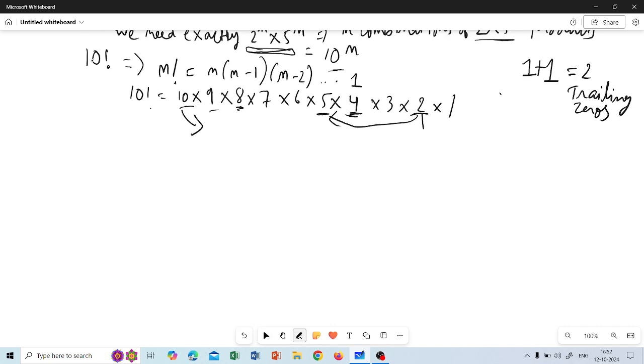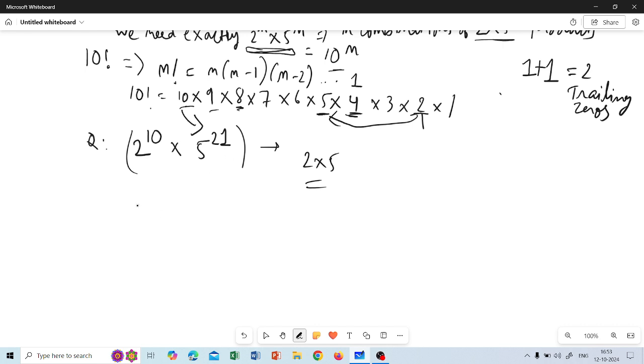Now let me take one more example here. Say the question is 2 power 10 into 5 power 21. How many trailing zeros are there? Find the number of trailing zeros. How will we find it? As I mentioned, you have to find the number of 2 cross 5 products in this number.